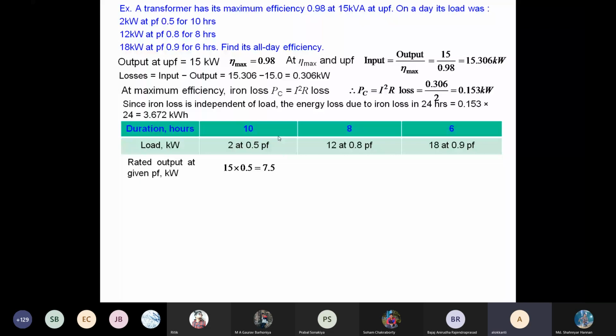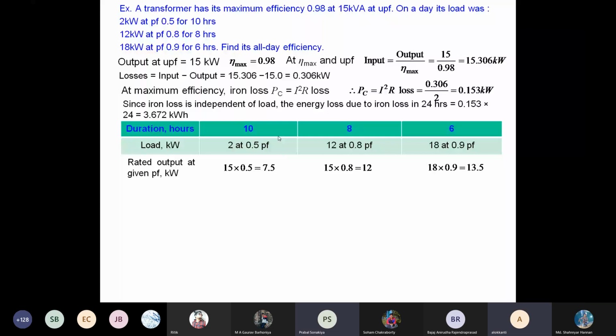The transformer is giving the output to the loads. So for a particular power factor, what is the rated output? Similarly, for the second case, when the power factor is 0.8, a 0.8 load is supplied by a transformer of 15 kVA. The rated output is 15 into 0.8, that is 12 kilowatt. Similarly, for the third case, it is 18 into 0.9, that is 13.5 kilowatt.